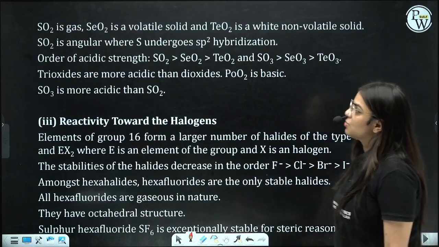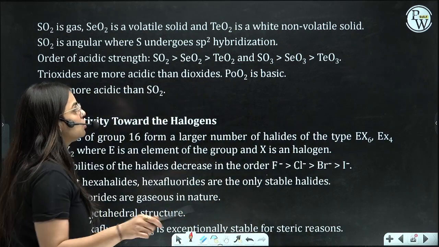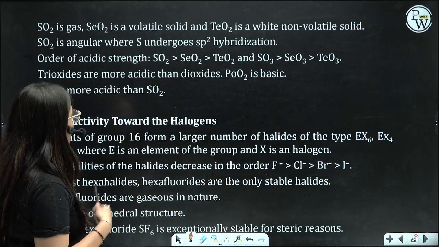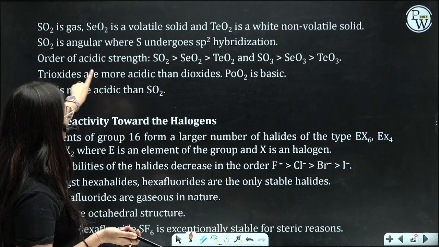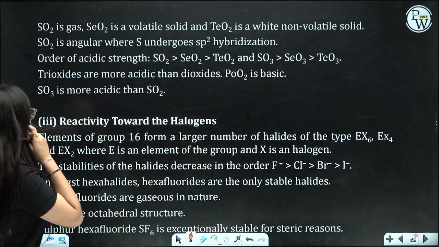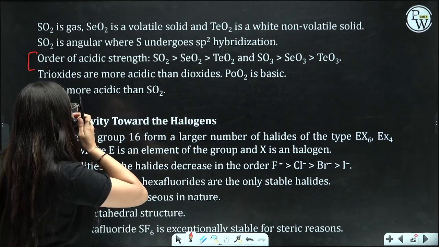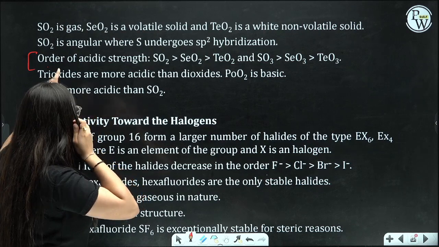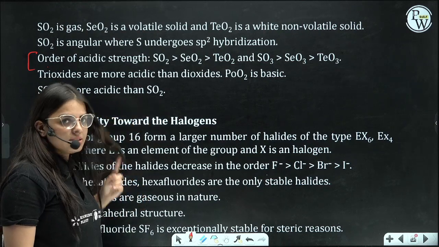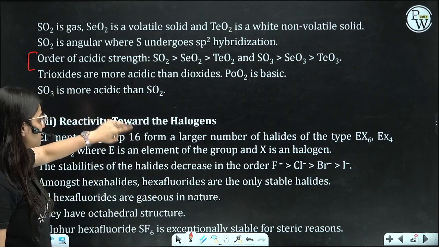Moving on to the next one: SO2 is a gas, SeO2 is a volatile solid, and TeO2 is a white non-volatile solid, right? Similarly, SO2 is angular, where sulfur exhibits sp2 hybridization. This is the order of acidic strength, students, in the case of dioxides and trioxides. PoO2 is basic. SO3 is more acidic than SO2.